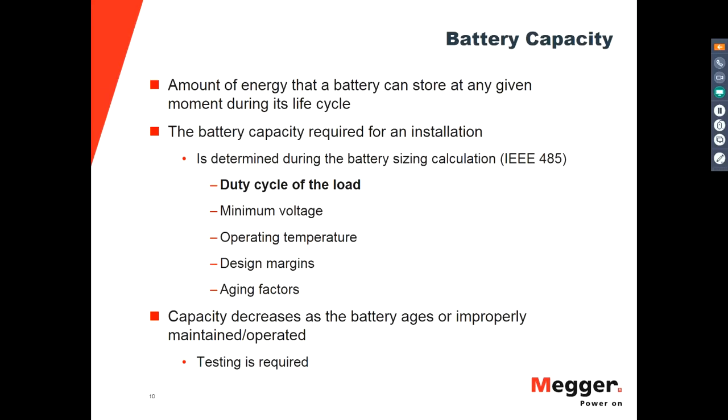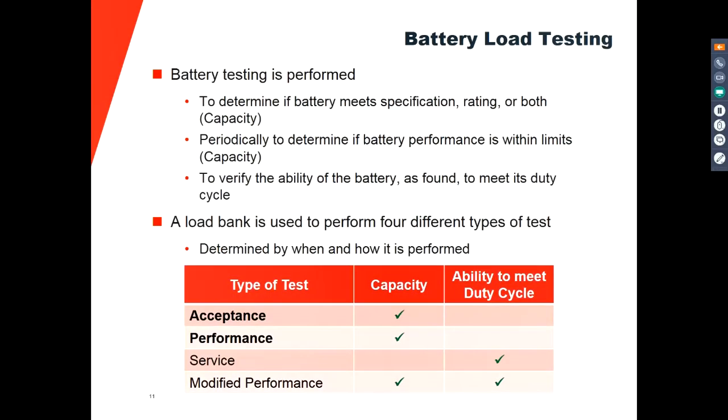We need to check if the battery is holding its capacity or if it's deteriorating, or if the maintenance practices that we are performing are effective or not. So again, the main test that you can perform on a battery to determine that capacity is running a load test. And there are three reasons that you will perform the test. You will do the test to determine if the battery meets the specification or the rating or both.